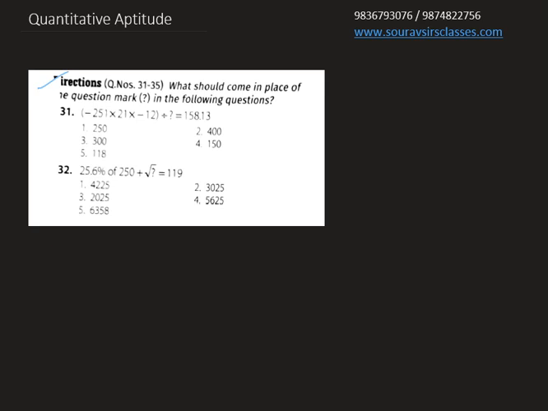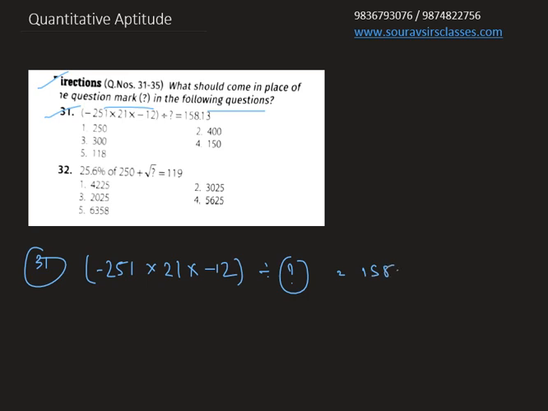What should come in place of the question mark in the following questions? So let's start with the first one. Minus 251 multiplied by 21 multiplied by minus 12 divided by unknown number is equals to 158.13.